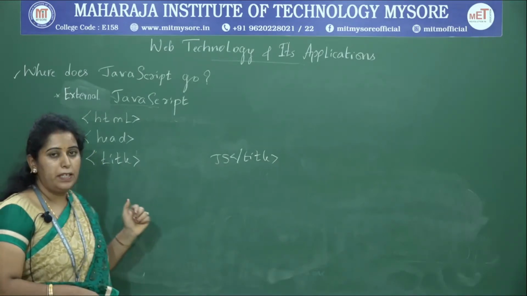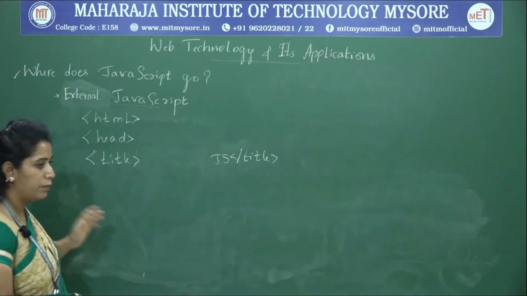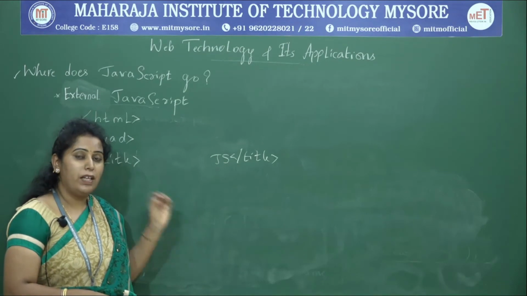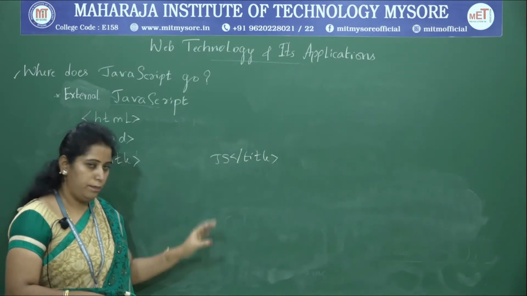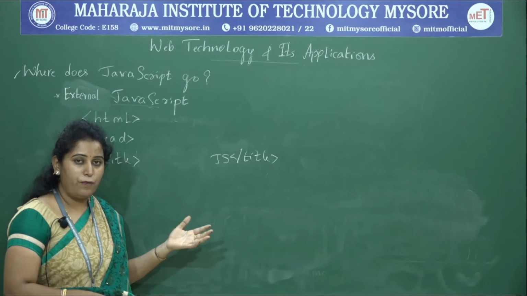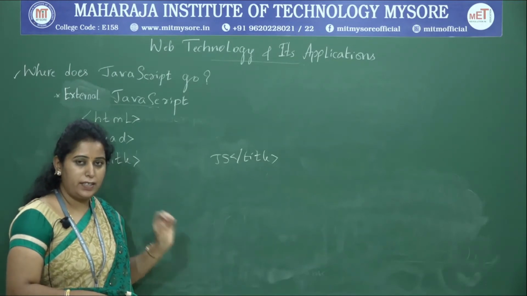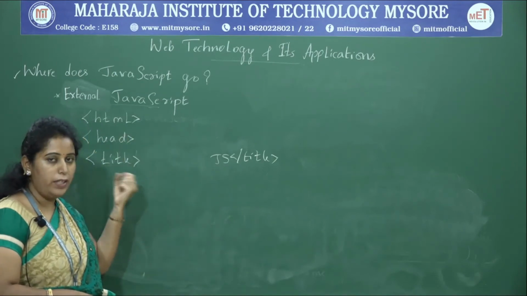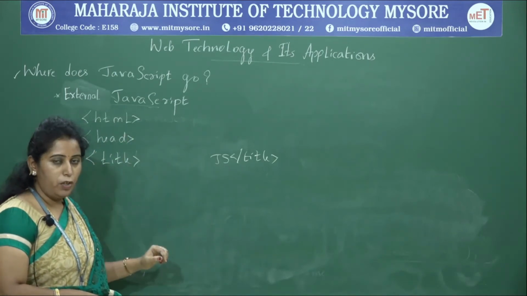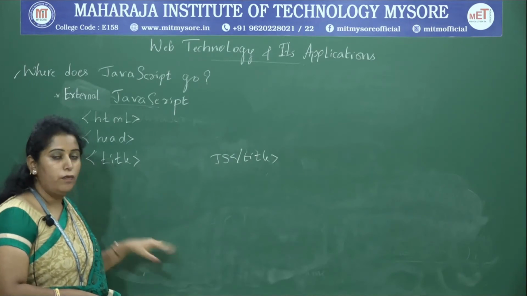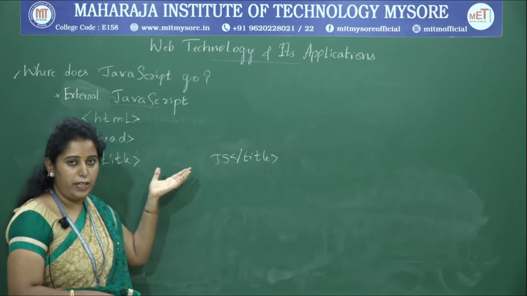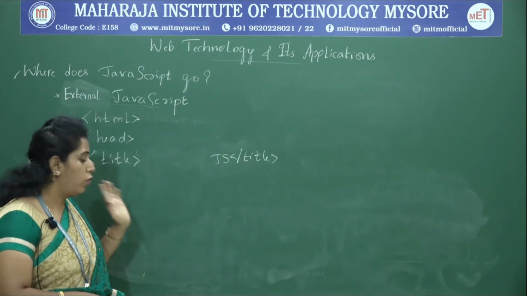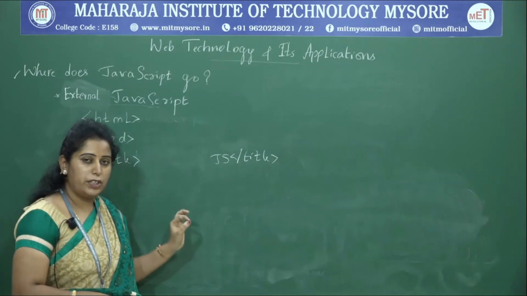Let us take up an example of external JavaScript. Again I will repeat, external JavaScript means the JavaScript code is placed in another file which has a .js extension, and that external file we will be embedding into an HTML file. Through the HTML we will call that external file. That is what external JavaScript is. There is more benefit in making use of external JavaScript.